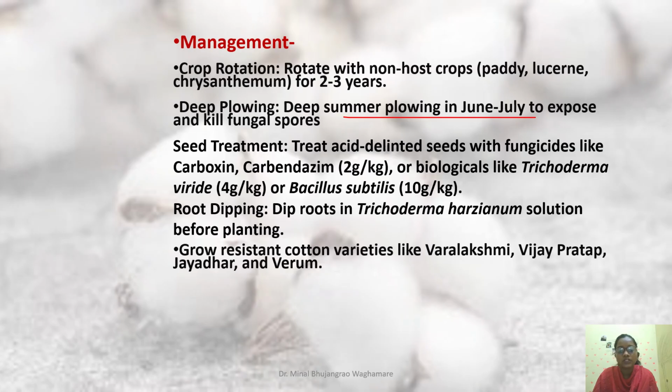We can also go for seed treatment with carbendazim 2 gram per kg, and in biological control we can go for Trichoderma viride 4 gram per kg and Bacillus subtilis 10 gram per kg. We have to dip the seedlings in Trichoderma harzianum solution before planting. We can also use resistant varieties such as Varalakshmi, Vijaya Pratap, Jaidhara and Veram.